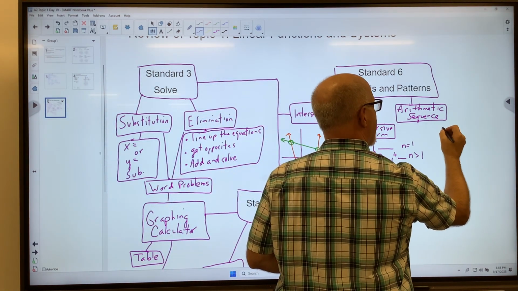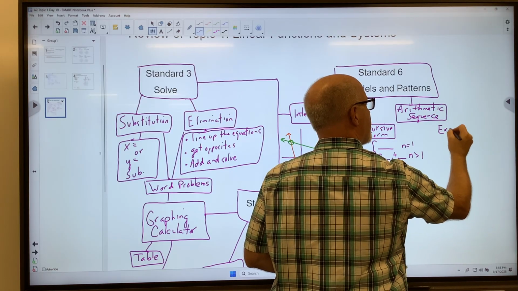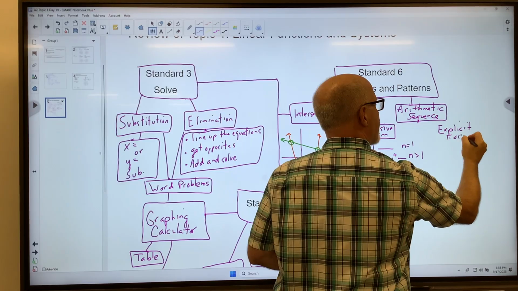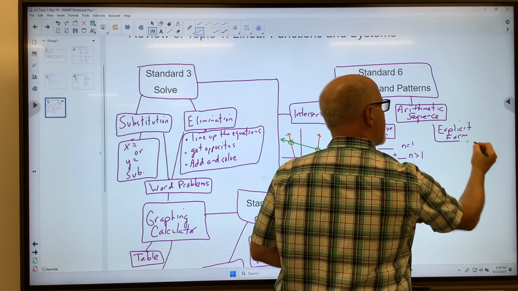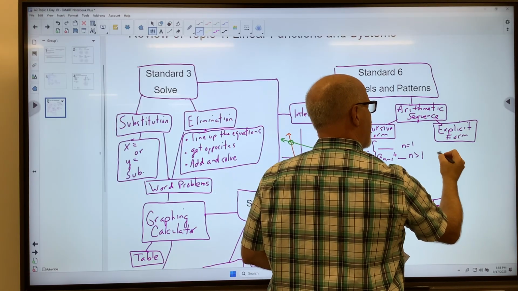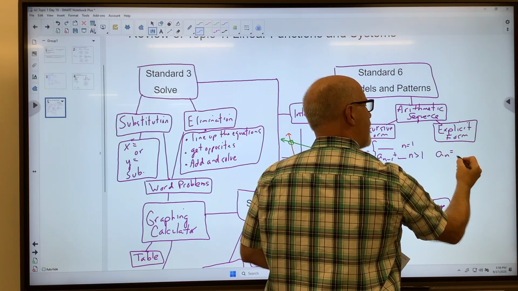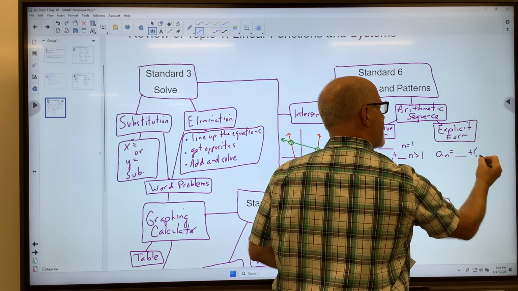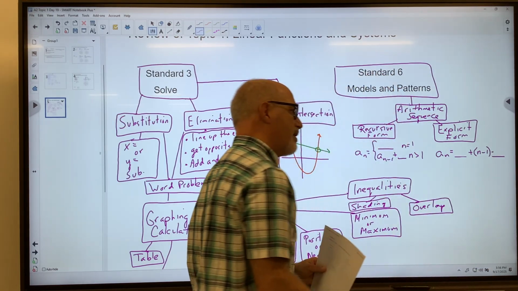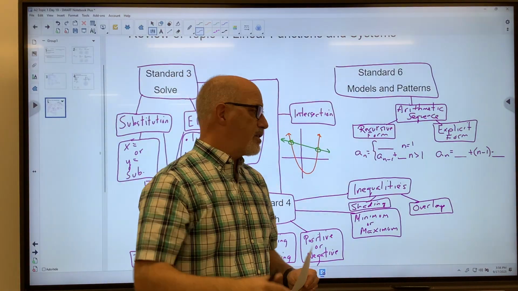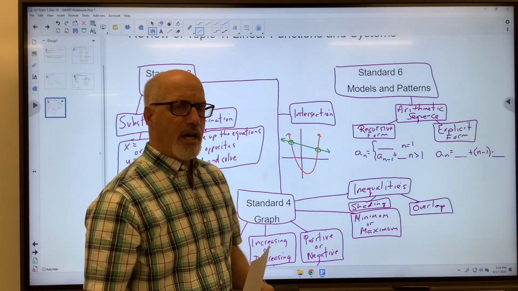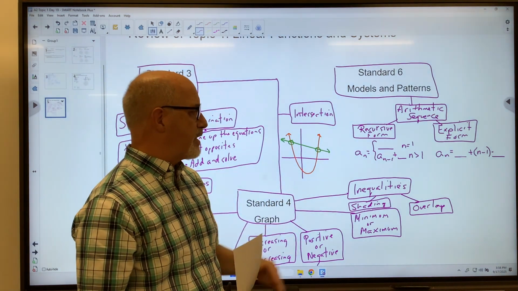And then we had the explicit form. The explicit form was using the same information, and that was going to be a sub n equal to the first number plus n minus 1 times the common difference, the number that we add on each time. But we're doing multiple times, so you multiply the common difference by the number of times.